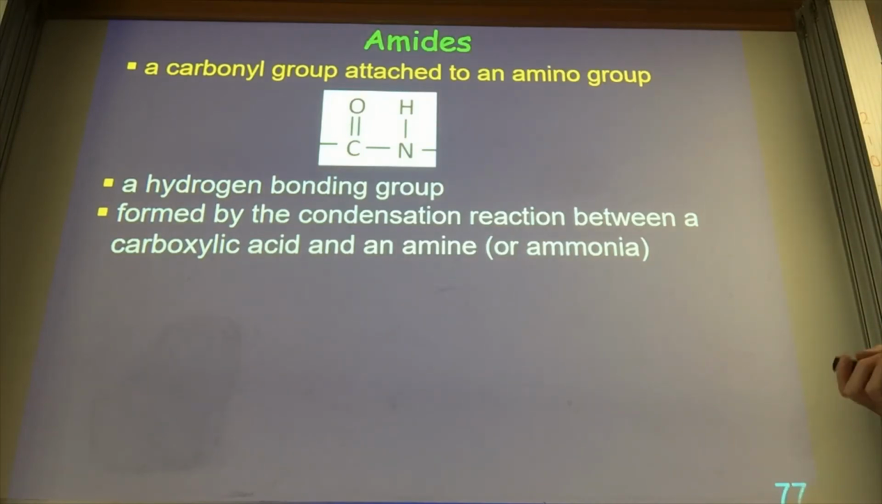Amides, where we've got the carbonyl group beside an amino group, the carbonyl group coming from a carboxylic acid, and that's the peptide group in biochemistry. Note that when the carboxyl group loses its hydroxyl, loses its OH when it's reacting, it's just a C double bond O left behind. We call it a carbonyl group. So it's a carbonyl attached to an amine.